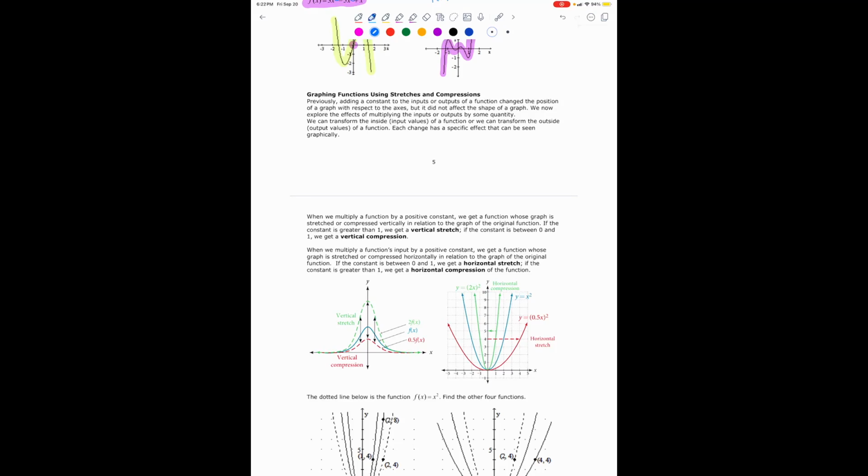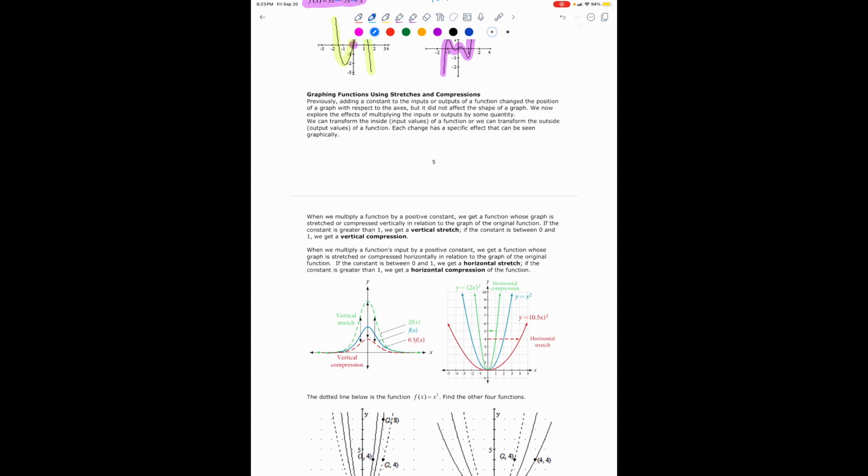Section 3.5, Graphing Functions Using Stretches and Compressions. Previously, adding a constant to the input or output of a function changed the position of the graph with respect to the axes, but it did not affect the shape of a graph. We now explore the effect of multiplying the inputs or outputs by some quantity.